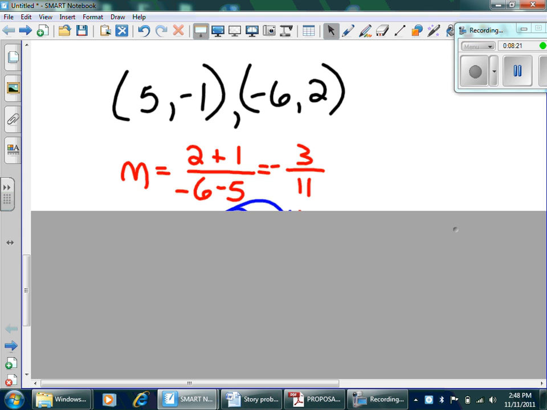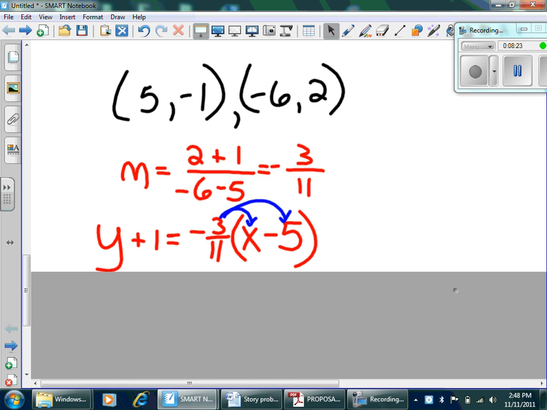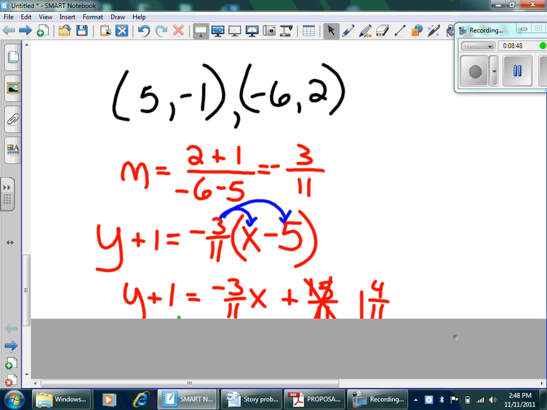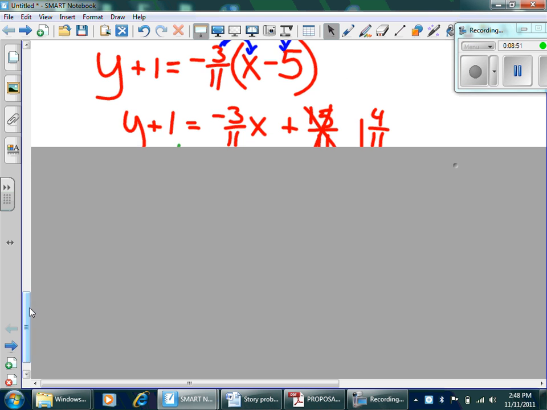Hopefully yours matches. Done. All right, now I chose the point 5, negative 1. I put my equation using that point and the slope I just calculated into point slope form. Y plus 1 equals negative 3/11 times the quantity of x minus 5. The blue arrows indicate that my first step is to distribute. Yes, the big D word, distribute. Okay. Once I've distributed, I have y plus 1 equals negative 3/11 x plus 15/11.